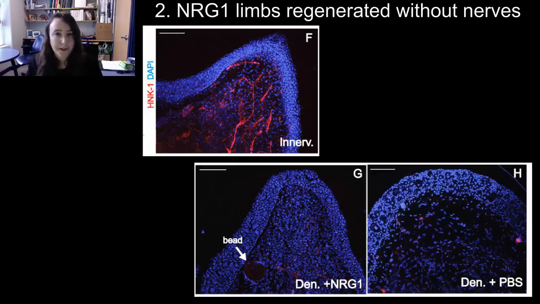You can see there's very little red, there are no nerves present, but there's still a blastema in that neuregulin-1 treated limb, implying to us that, yes, neuregulin-1 is capable of producing a blastema and proliferative growth even in limbs that have been denervated and do not have any nerve whatsoever. This was very exciting for us because this was one of the first instances we had where a protein proved capable of doing this in the Mexican axolotl.